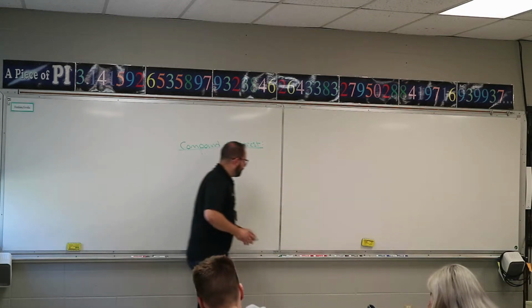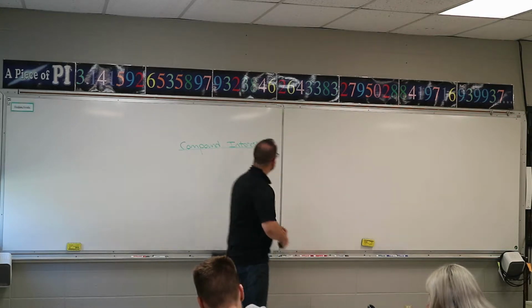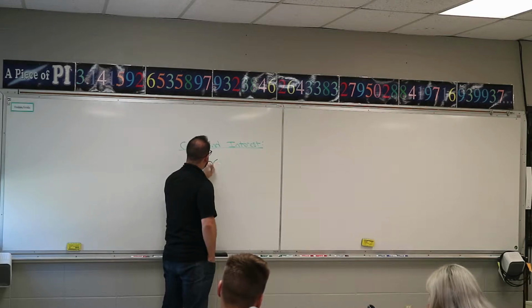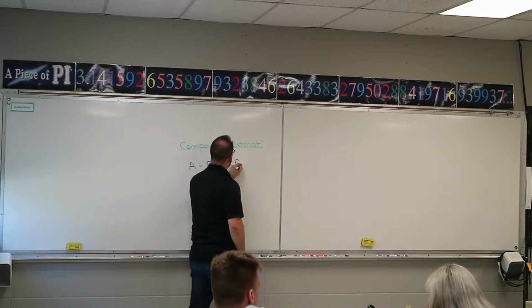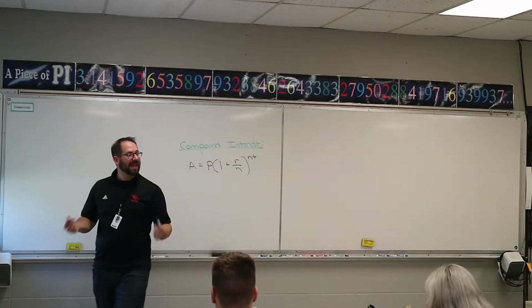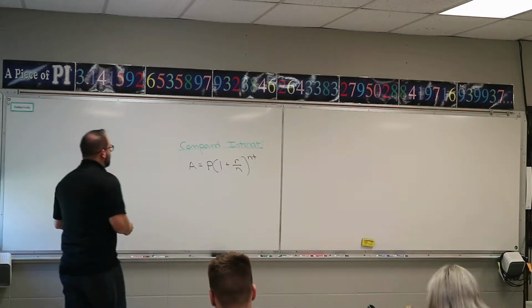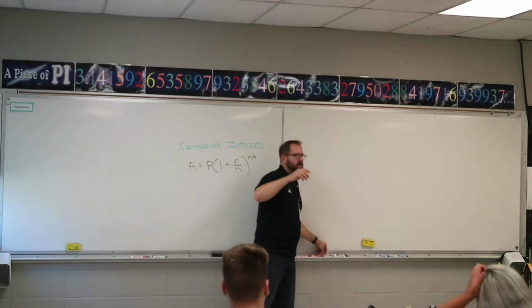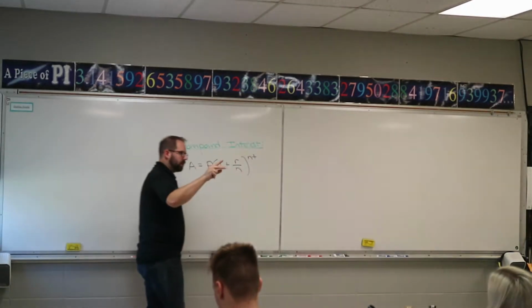All right, for compound interest, this is the formula we have. Now I'm going to put everything on the board that you need to know for this. So 1 plus r over n to the t. What this formula is, it is a formula that they use for student loans, credit cards, mortgages.